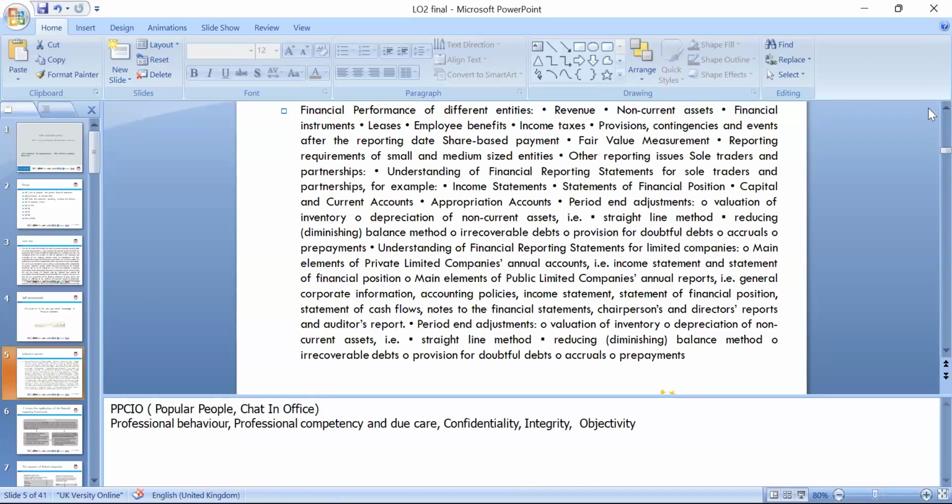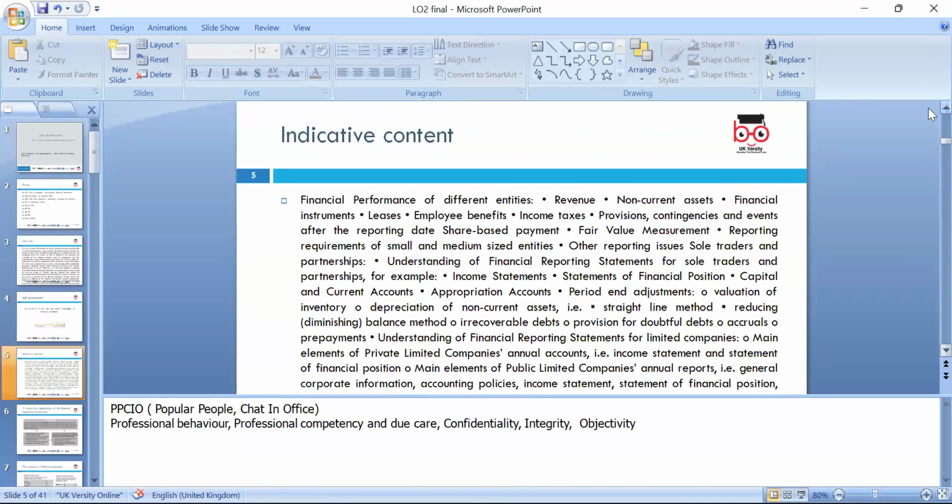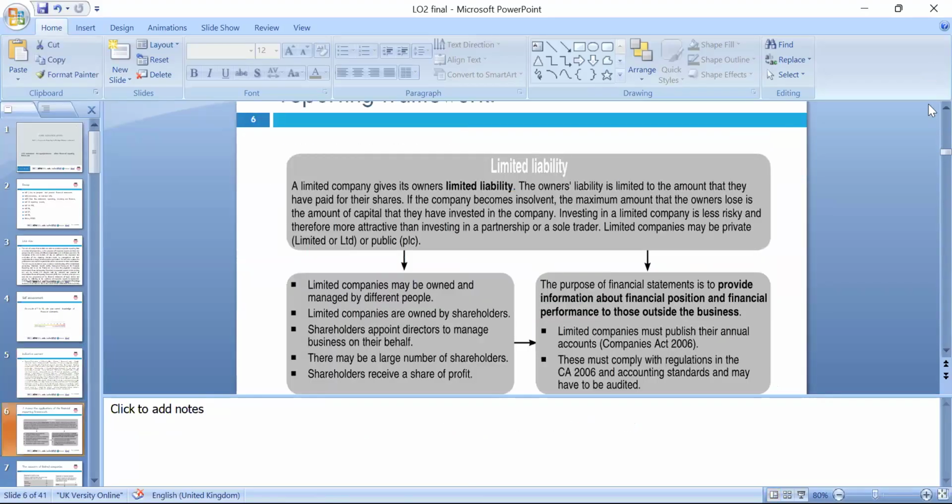This is our indicative content, what we're supposed to go through: fair value adjustment, reporting, understanding the financial statement, the role of sole traders, partnership, limited company if you want to start a business, and allowances for doubtful debts, adjustments. We'll refer back to the handouts for some specific questions. It's always good to do some practice, but most of you have an accounting background, so hopefully you already know these things.